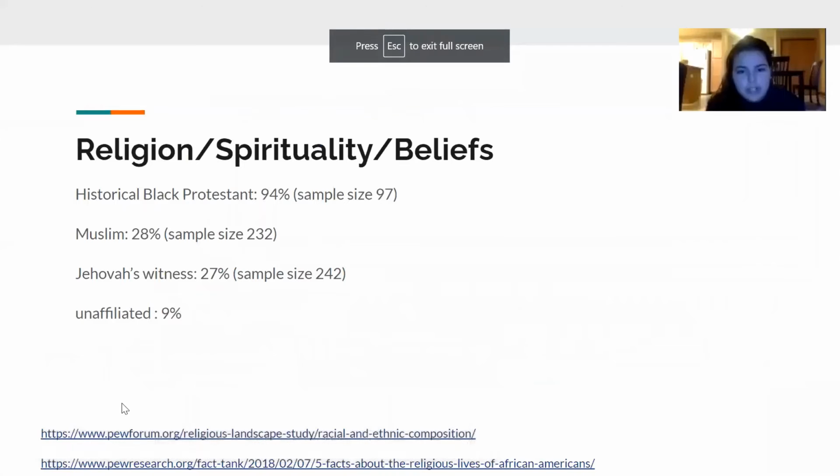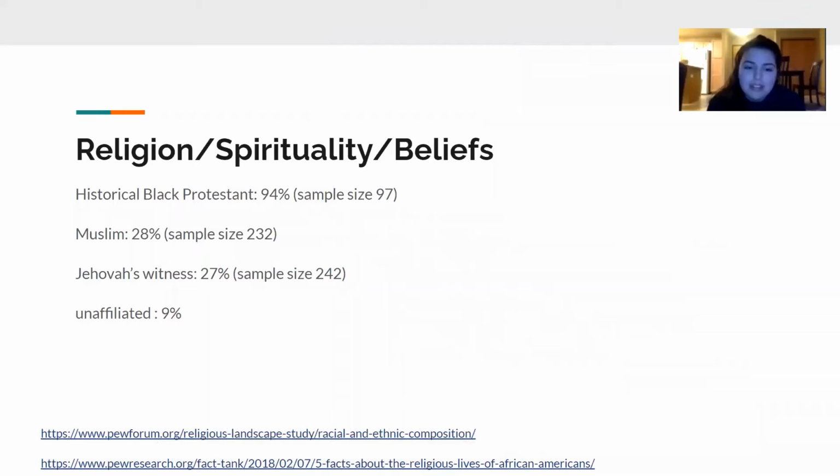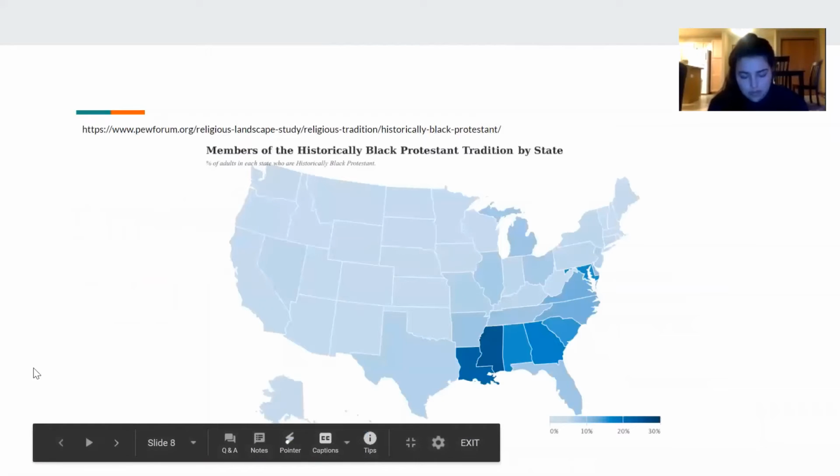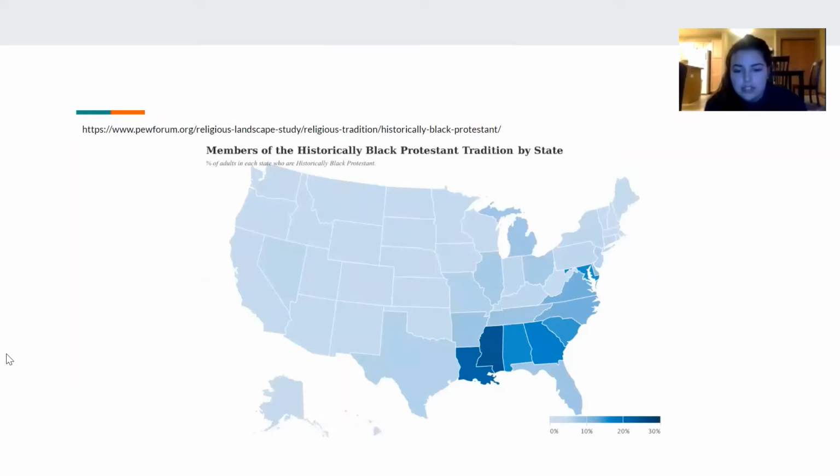For religion, spirituality, and beliefs, historical Black Protestants is 94%, and that was out of a sample size of 97. Muslim was 28% out of a sample size of 232, and Jehovah's Witness was 27% for 242 as a sample size, and unaffiliated was 9%. This is just a closer look at where the Black Protestant tradition is and where it's mostly at. And as you can see, it is down in the South more.